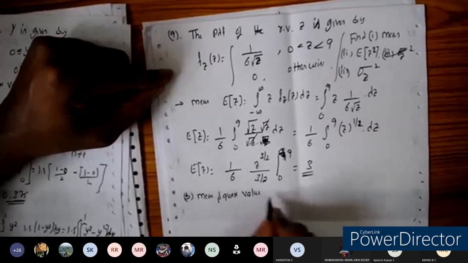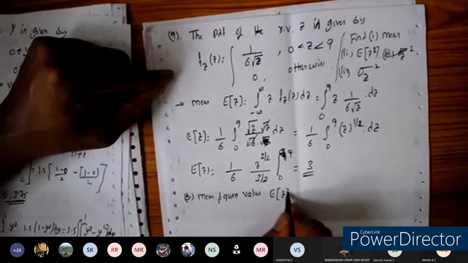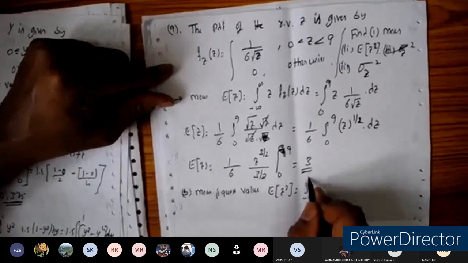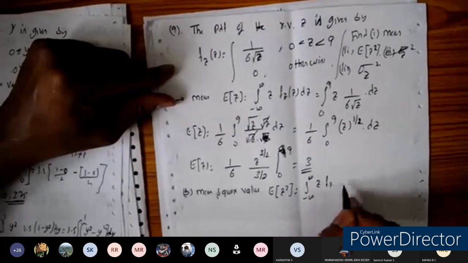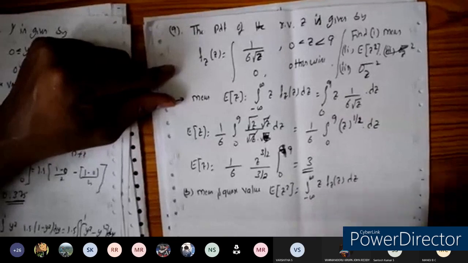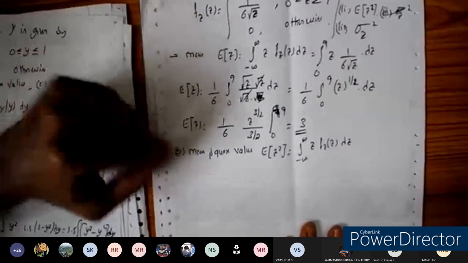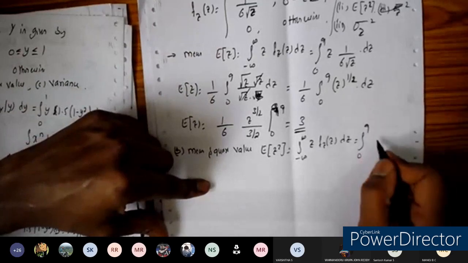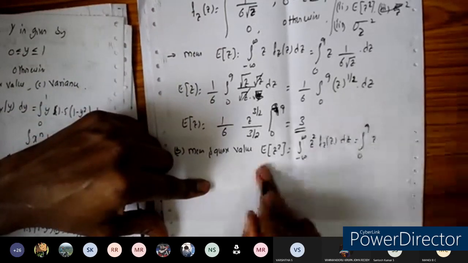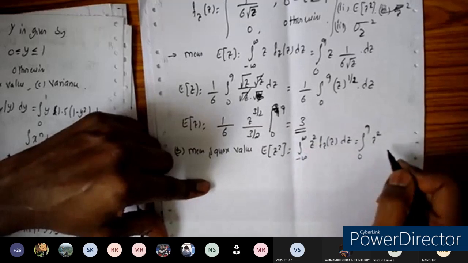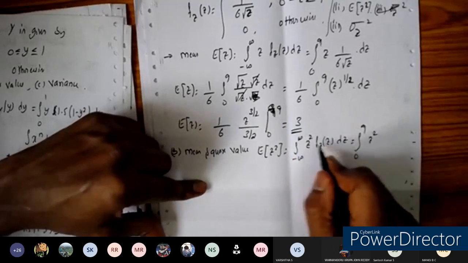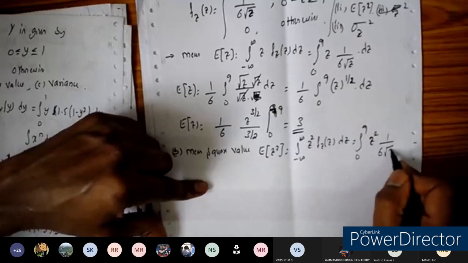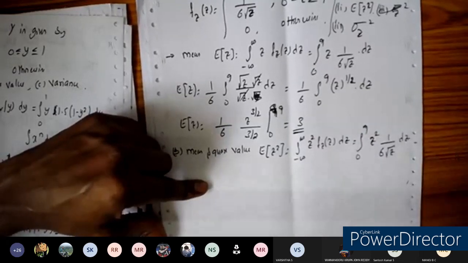So similarly, let us find the second quantity, the mean square value. This is given by the expected value of z square, which is the integral from minus infinity to plus infinity of z into fz of z into dz. Let us substitute here. Integral from 0 to 9 of z, sorry, it is z square, the mean square is z square here. So z square into 1 divided by 6 root of z into dz.